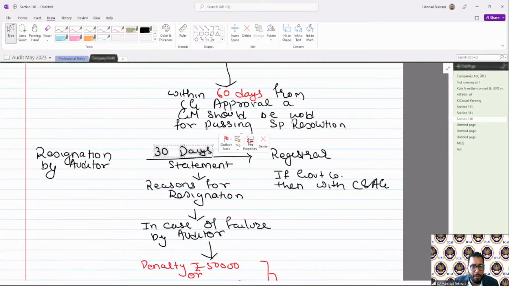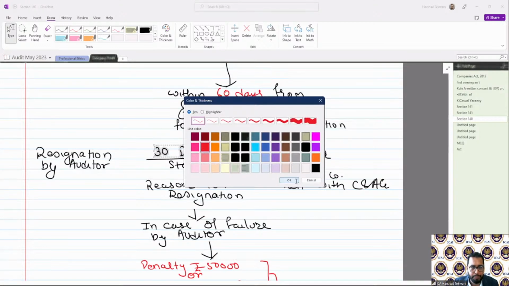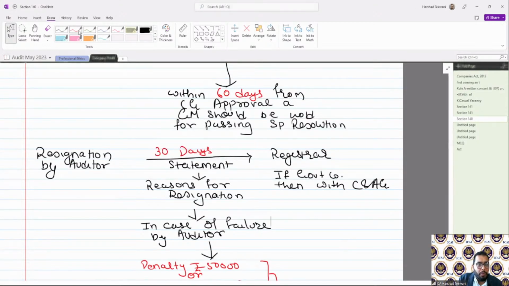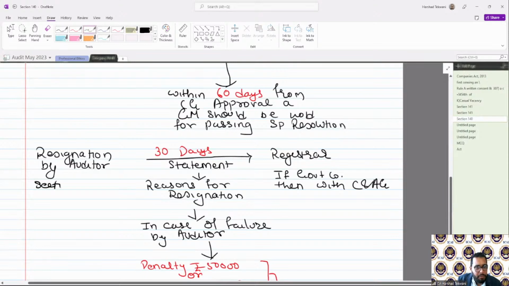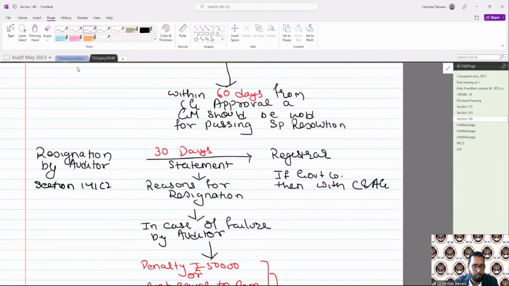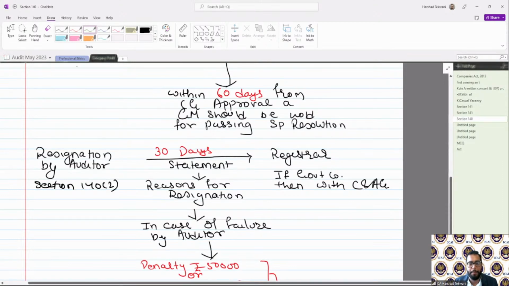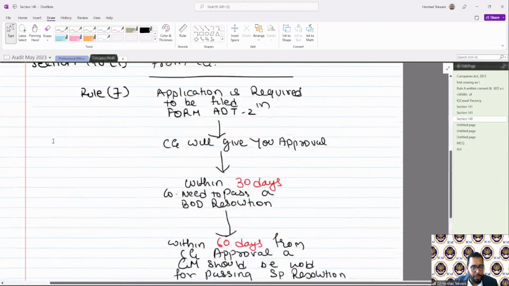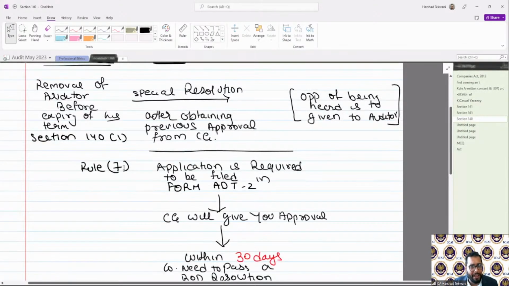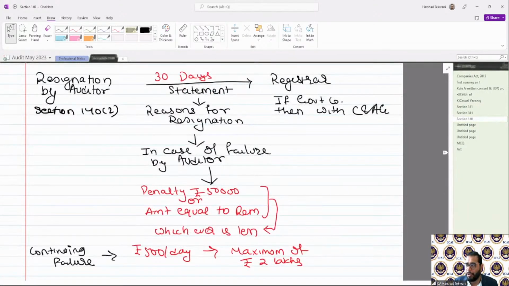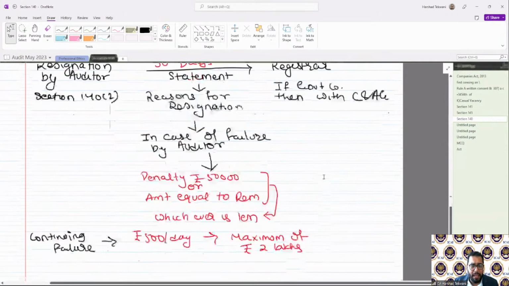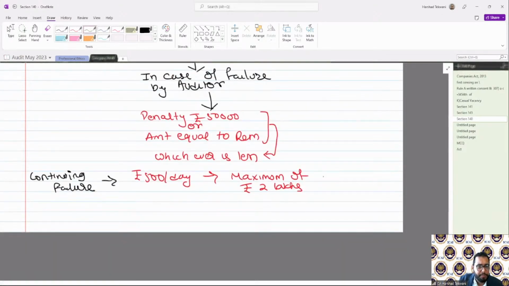And this statement is required to be filed within 30 days from the date of resignation. This is prescribed under section 142. Okay. Resignation by an auditor. Earlier we saw removal before the expiry. Now we saw resignation by an auditor. And the penalty is covered under section 143 of the Act.